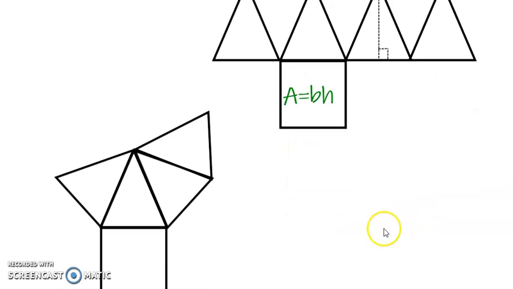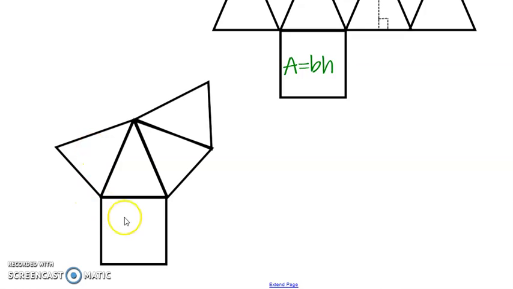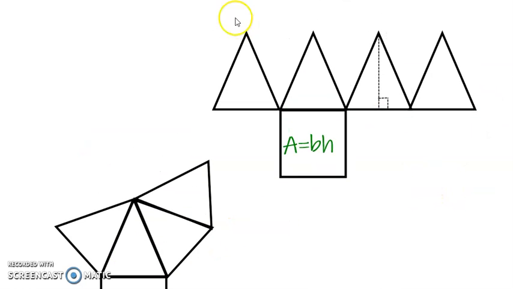This is what my net looks like in my classroom. All these 4 triangles are coming together at the tip top. I wanted to look at this one right here just to show you how they come up with ideas of how to find the surface area of a pyramid.